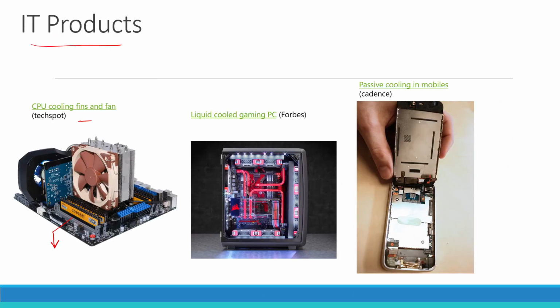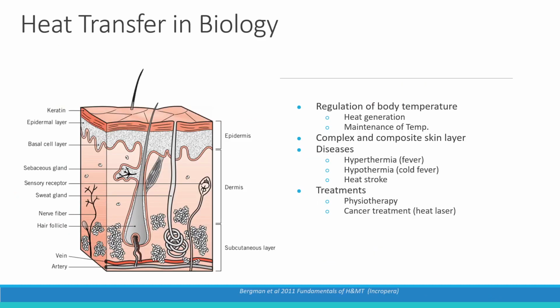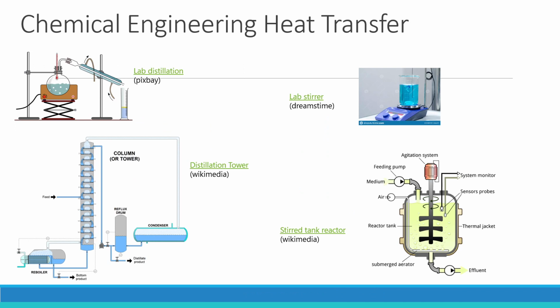So we discussed the applications in terms of IT products such as CPU, liquid cooled gaming PC, in mobiles. Then we discussed the application of human skin. Then the main chemical engineering heat transfer applications, whereby we can see multiple modes of heat transfer such as conduction, convection, radiation, and then phase change operations such as condensation, boiling. All those can be seen in chemical engineering applications.